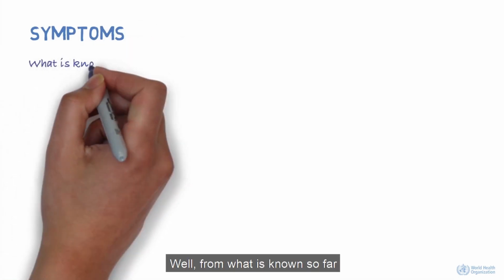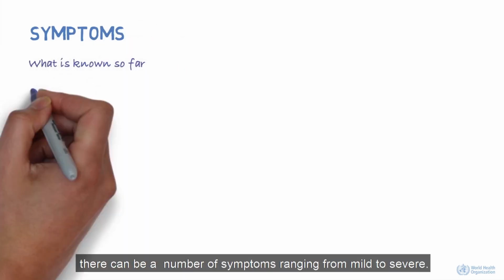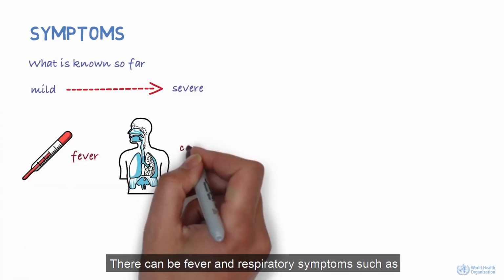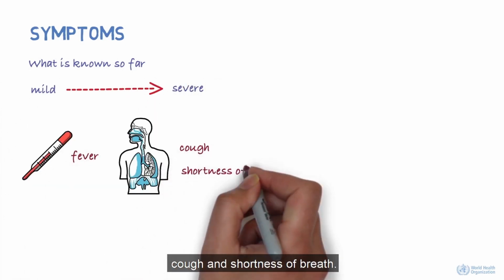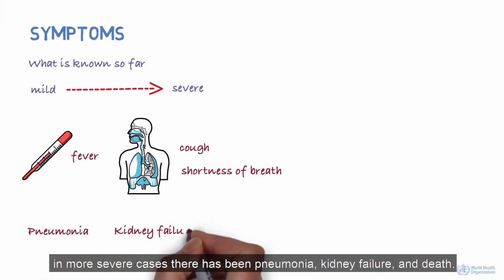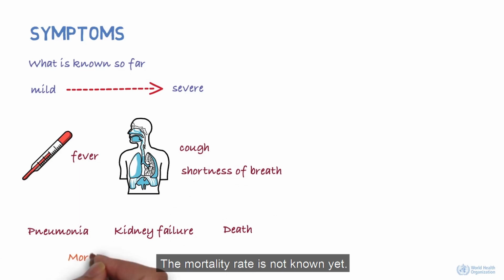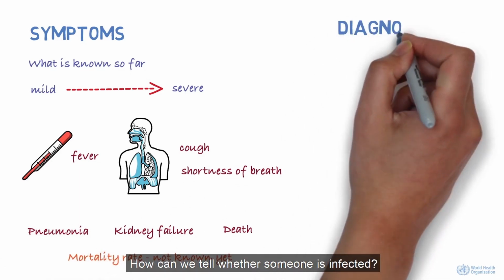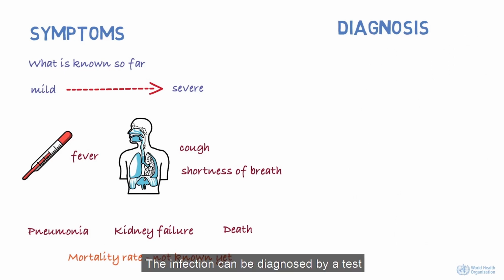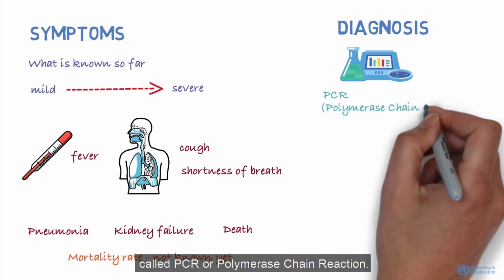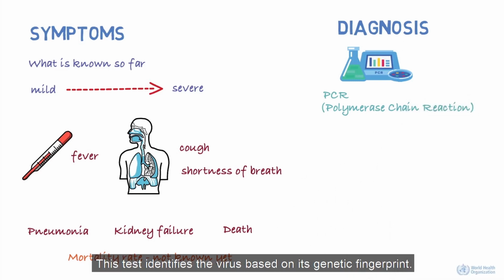So, how does the disease present? Well, from what is known so far, there can be a number of symptoms ranging from mild to severe. There can be fever and respiratory symptoms such as cough and shortness of breath. In more severe cases, there's been pneumonia, kidney failure, and death. The mortality rate is not known yet. How can we tell whether someone is infected? The infection can be diagnosed by a test called PCR, or polymerase chain reaction. This test identifies the virus based on its genetic fingerprint.